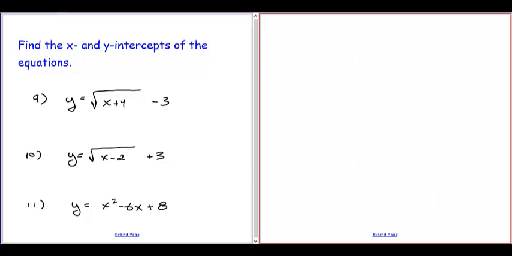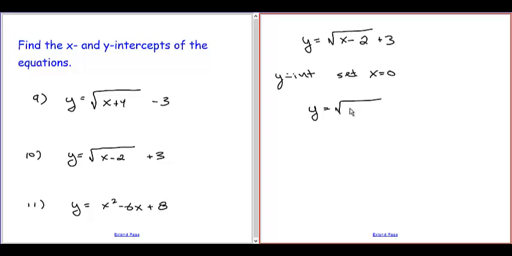Problem number 10, similar kind of thing. So you get y equals the square root of x minus 2, plus 3. Again, to find the y-intercept, you set x equal to 0 and then solve for y. So if I do that, I'll get y equals the square root of 0 minus 2, plus 3, which is y equals the square root of negative 2, plus 3. Well, we can't do that. You can't take the square root of a negative number. So this means that the y-intercept does not exist.